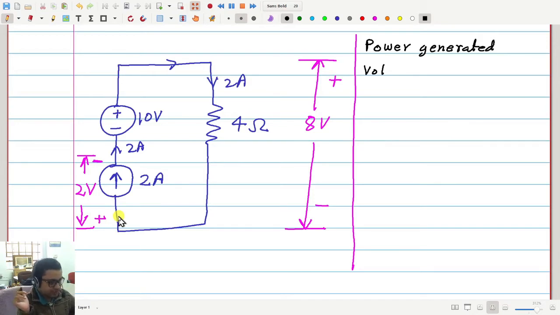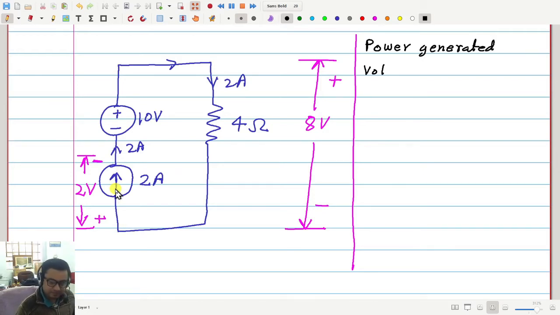Electronic current sources exist. Sir, can a current source adjust its voltage to maintain the current? You can think in that way. For your understanding, you can think in that way: a current source is a voltage source which adjusts its voltage to maintain the current constant.